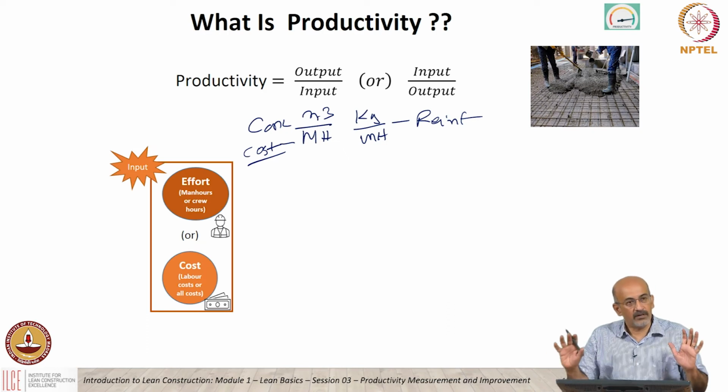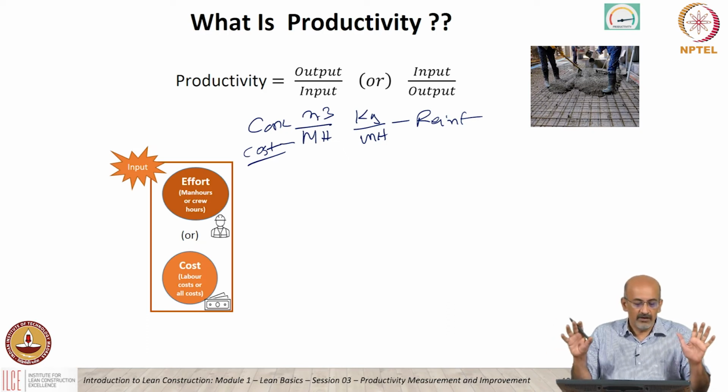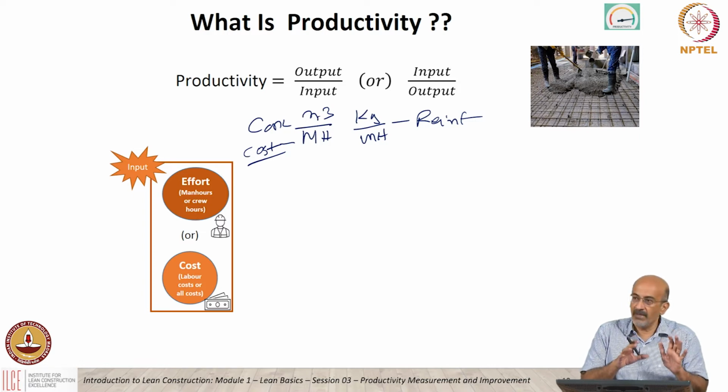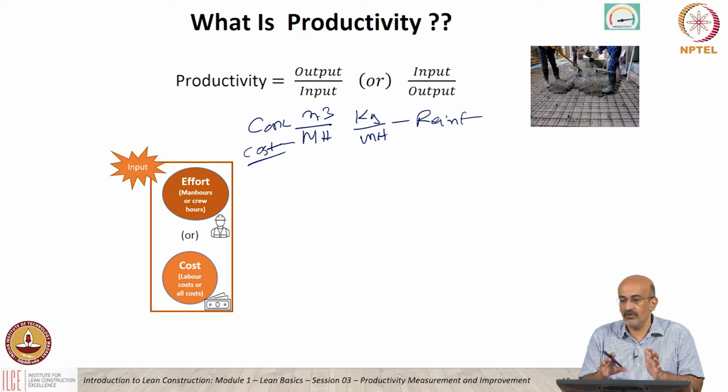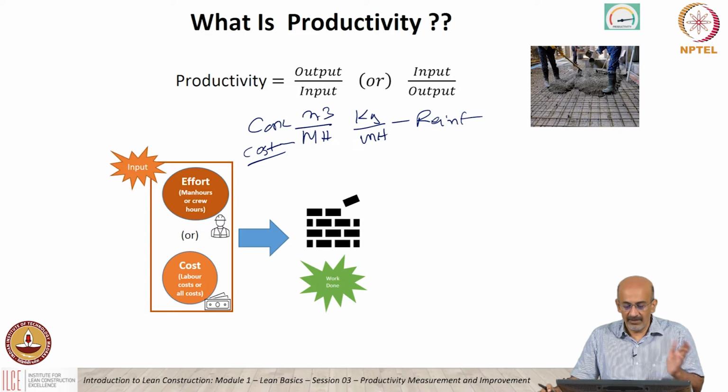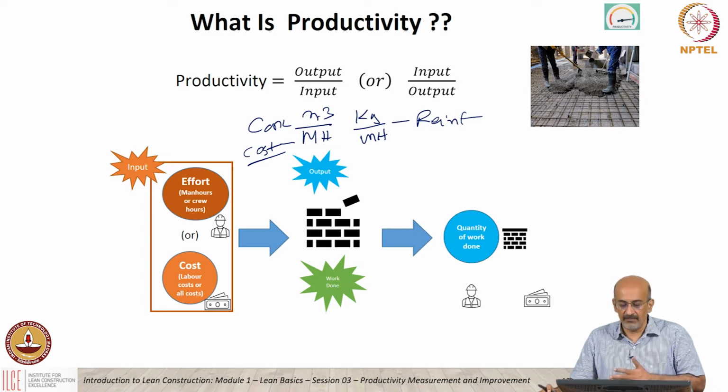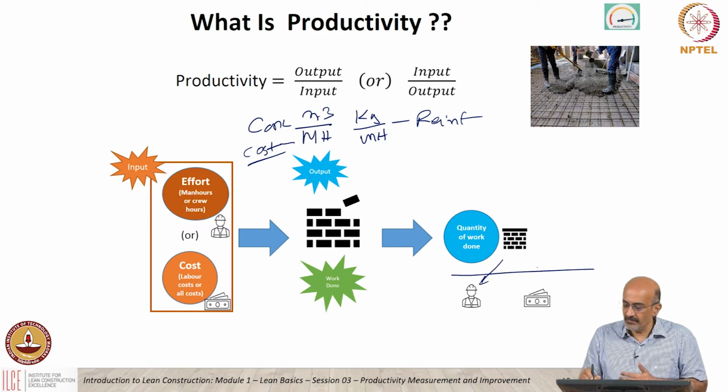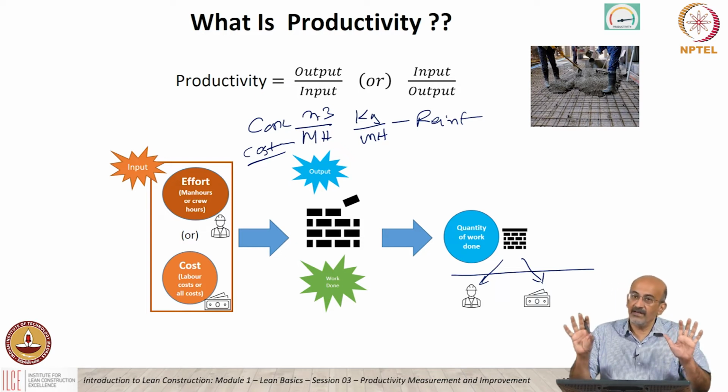So this is typically what we have. I'm just reiterating what we discussed. We can have input either in terms of man hours or crew hours. We'll discuss when to use man hours, when to use crew hours, or in terms of cost, it could be labor cost or it could be total cost. So this is what constitutes the input. Now we have work that's done. Here we have an example of masonry. This is output. We know now it's quantity of work that's done, and we have quantity of work divided by either man hours or total cost or cost of man hours. All of these are variations in how productivity is measured on projects.